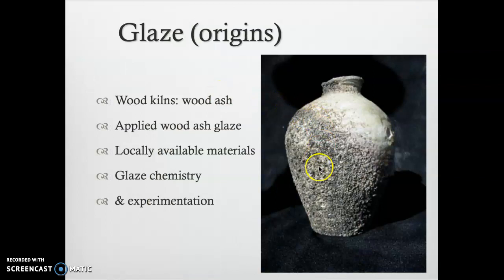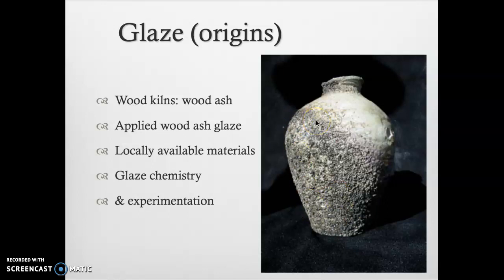And I should zoom back a second. This piece here has ash on it, the ash from the wood kiln. So the kiln is fueled with wood. The wood, as it burns, creates ash, and because it's a really violent atmosphere inside the kiln, that ash flies through the air inside the kiln and lands on pots. Now, if it just lands on the side of the pot, it looks like this.